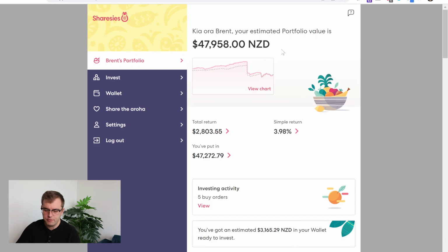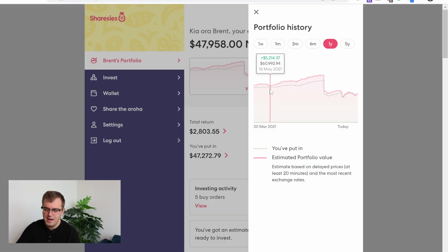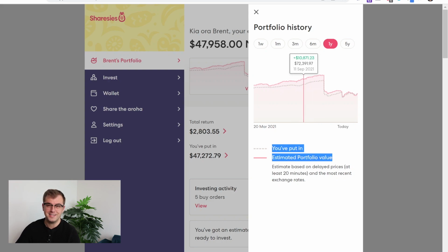When we look below the portfolio value, we can see a chart. And this is a useful tool for us to see how our portfolio has changed in time. If you look at the pink line, that is the amount that our portfolio is worth, or our portfolio value. And the dotted line is the amount that we've put in, and you can see that definition just down here. Now something to keep in mind is that this is 20 minutes delayed, so if you're looking during a trading day, this will be from the past 20 minutes.